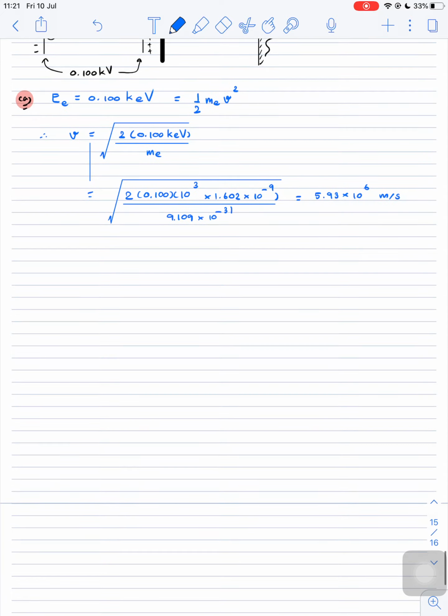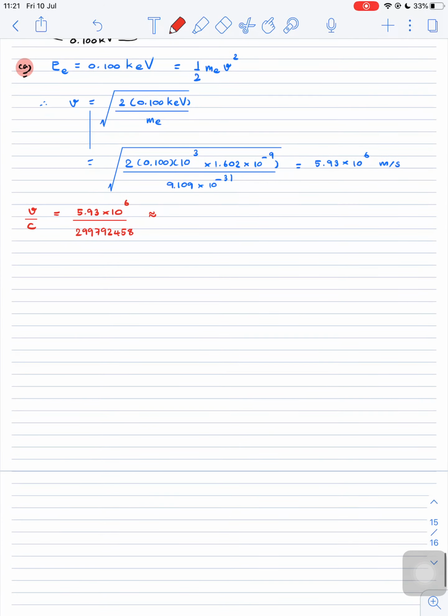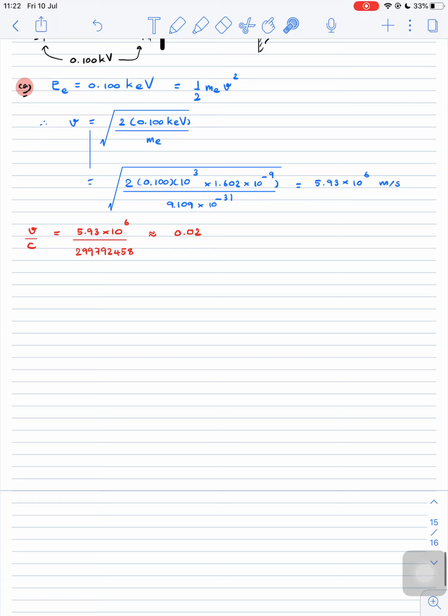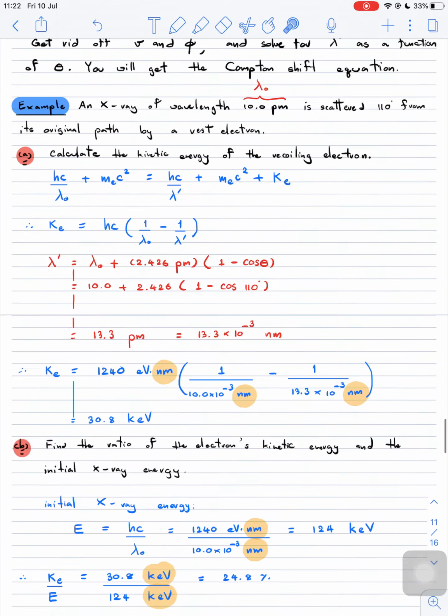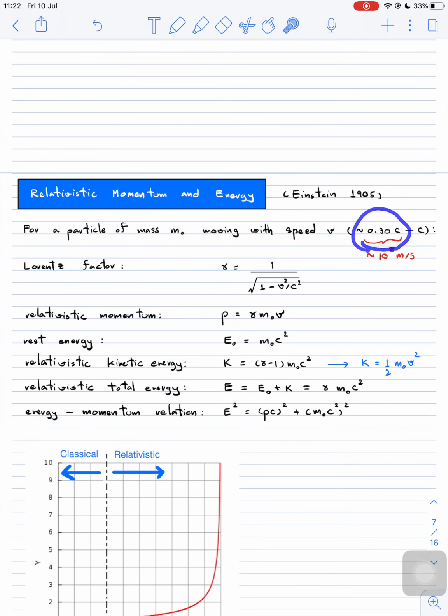Okay, so let's compare this value with the speed of light in vacuum. If we have V over C, it's going to be equal to 5.93 times 10 to the 6 over 299,792,458, right? So it's just about 2%, about 0.02. So V over C is equal to 0.02. So it means that this value is going to be less than 0.3 times C.